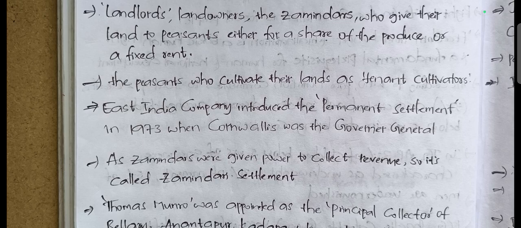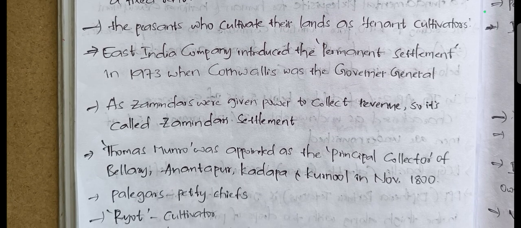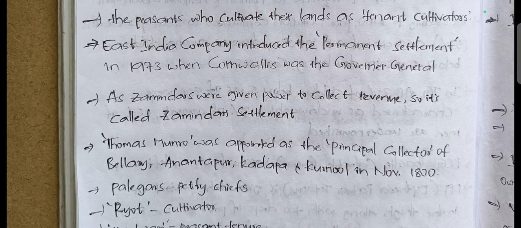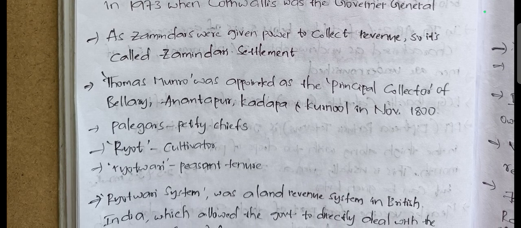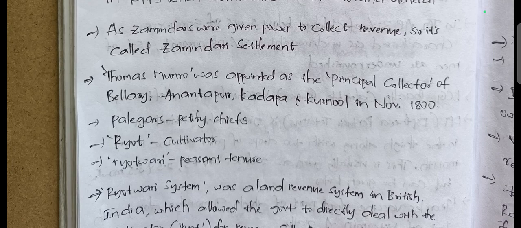East India Company introduced the permanent settlement in 1793 when Cornwallis was the Governor General. Remember the names, guys. As Zamindars were given power to collect revenue, it is called the Zamindari settlement. Thomas Munro was appointed as the Principal Collector of Bellary, Anantapur, Kadapa and Kurnool districts in November 1800.